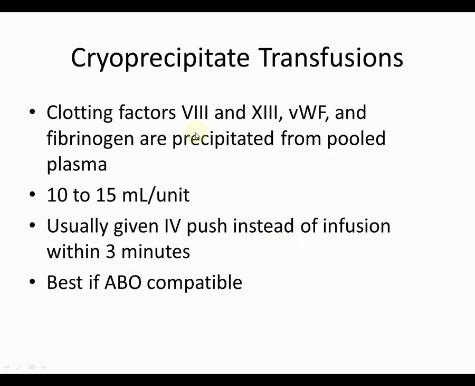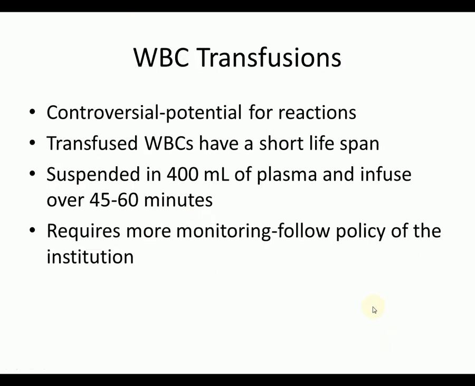Now let's talk about cryoprecipitate. It's clotting factor 8 and clotting factor 13, or your VWF, and fibrinogen precipitated from pooled plasma. They're 10 to 15 milliliters in a unit, and it is usually given IV push instead of infused, and is given over 3 minutes. Of course, with something that small, it would be kind of hard to run it in IV as a regular drip. So you will be doing it IV push, and it is best to have cryoprecipitate that is ABO compatible with your patient.